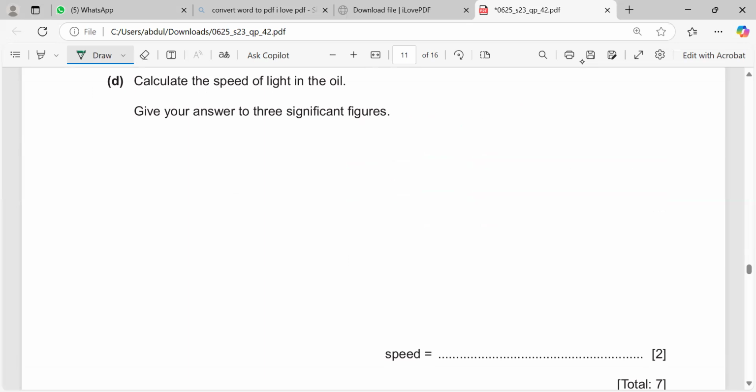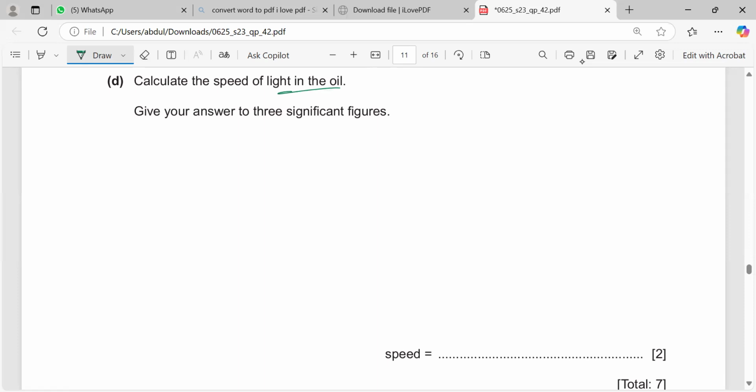An example I can give you: in water, the speed of light is 2.25 times 10 raised to power 8 meters per second on average. In glass, it is almost 2.0 times 10 raised to power 8 meters per second. And in diamond, it is even less than 2, maybe 1.9 times 10 raised to power 8 meters per second. So as light enters denser mediums, its speed decreases.